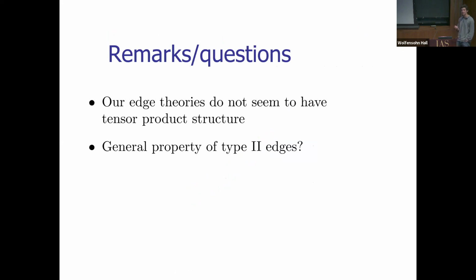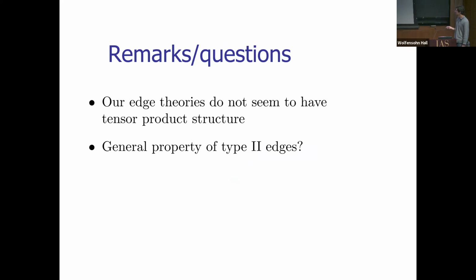The last thing I wanted to say, I just want to close with a remark slash question, which I think is interesting, which is that this may relate to what Sudhir was saying earlier, which is that our edge theories don't have a tensor product structure, or at least not an obvious tensor product structure. If you look at that Tor code edge theory, it wasn't literally a tensor product Hilbert space, but it was a tensor product Hilbert space with constraints. Our edge theories don't seem to have that structure.